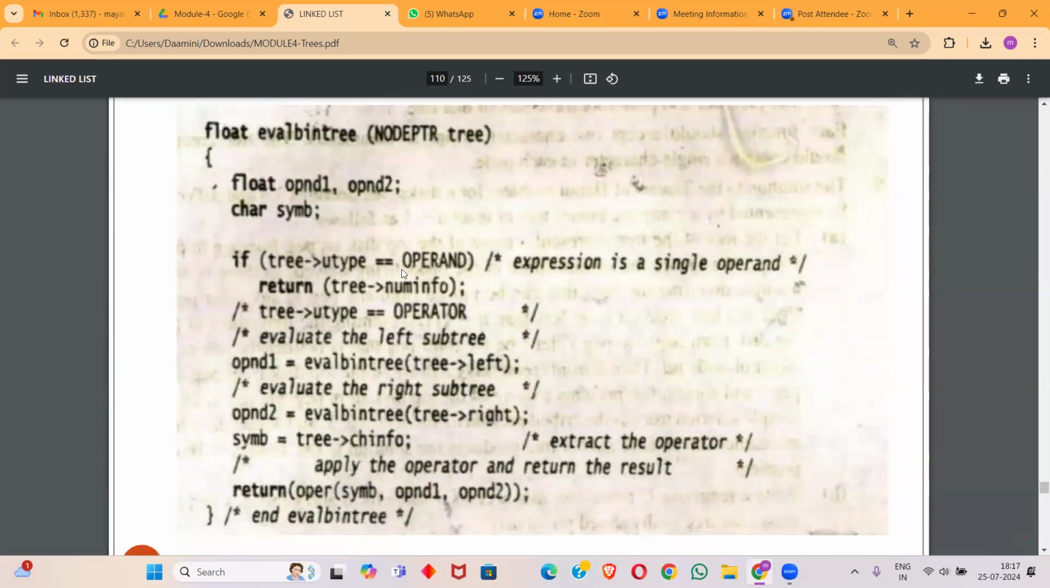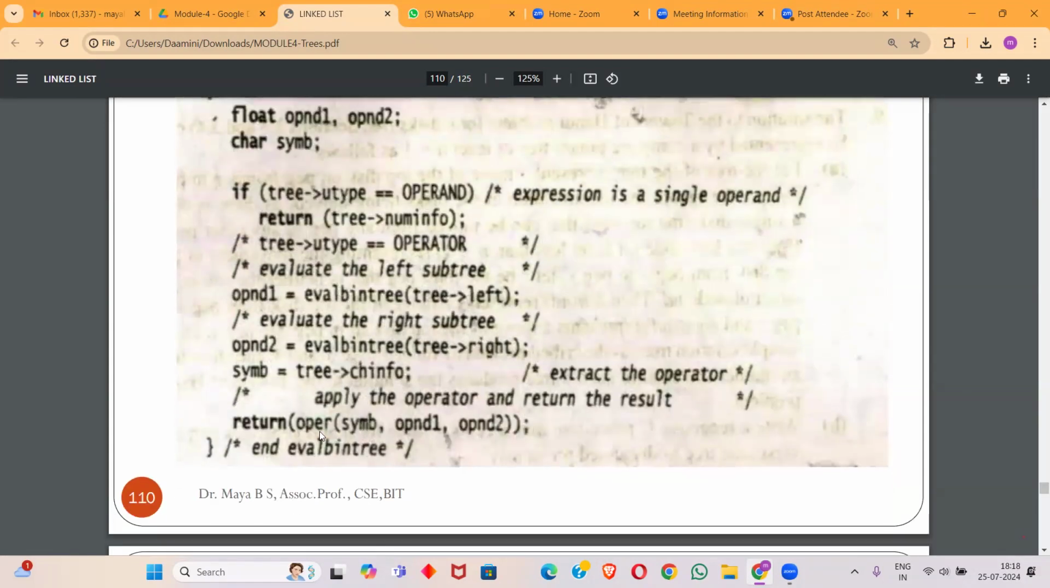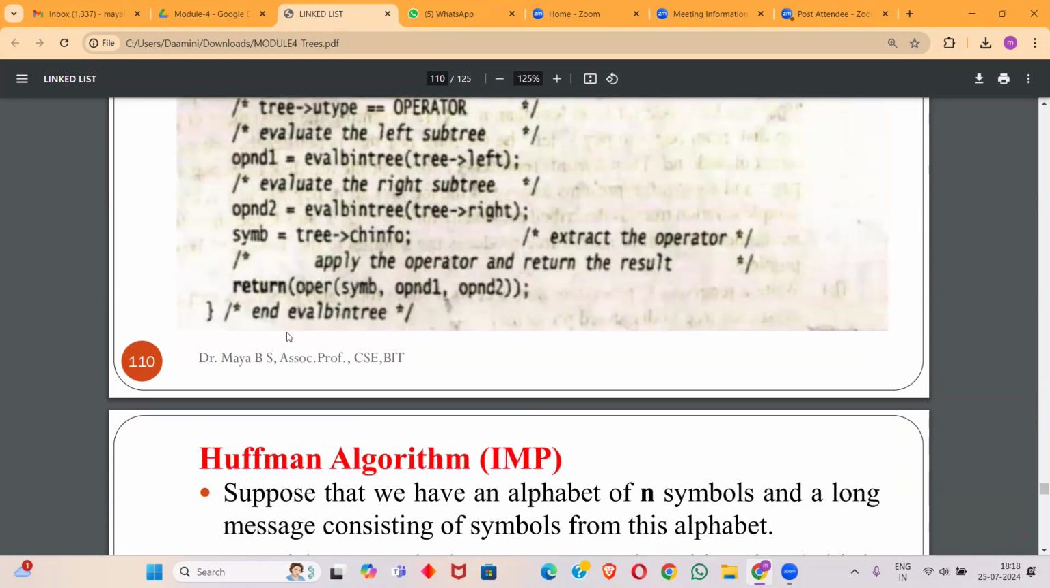If the tree type is equal to operand, let me check for a single operand, then that value will be taken. If it is an operator, I need to call the evaluate function to find all the left side, and again find all the right side. If the type is equal to operator, then we find the left side by evaluate, once again the right side, take the values, and do the operation of symbol with operand 1 and operand 2. That is how I compute the operation, and you need to complete this.